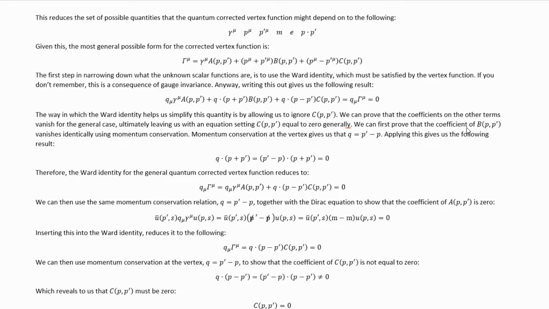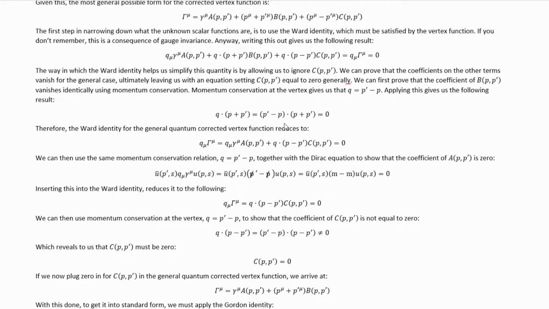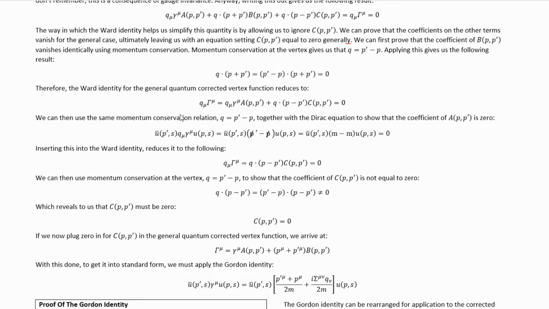We can first prove that the coefficient of this B scalar quantity vanishes identically using momentum conservation. Momentum conservation at the vertex gives us this relation. Applying this to that coefficient gives us this result, which of course zeros. If you don't see how that happens, we end up with a difference of two squares, which both equal the mass squared and cancel each other, therefore giving 0. Therefore, the Ward identity for the general quantum-corrected vertex function reduces to this, so we're one step closer to proving that C has to be 0.